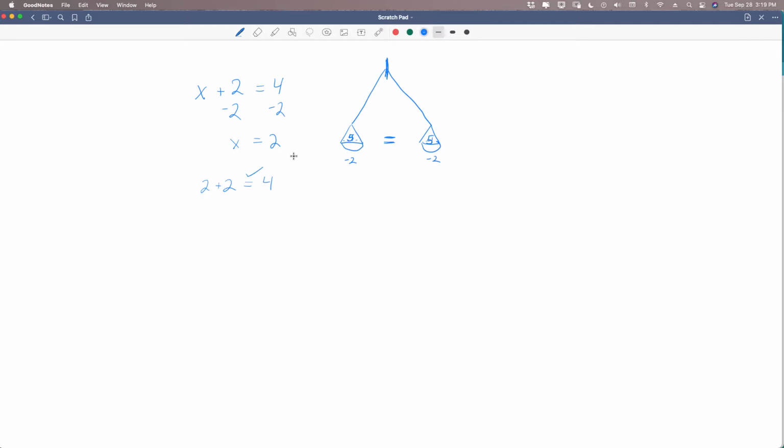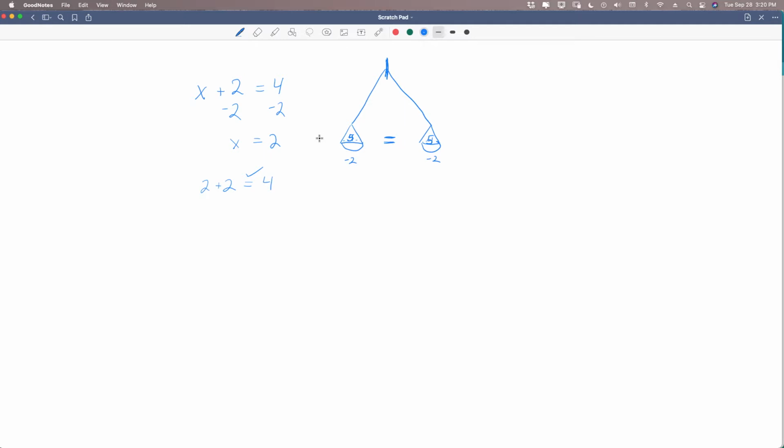If we don't maintain that balance, then these two things are no longer equal. So we have to remember the concept of the scales being in balance, and whatever you do to one side, you have to do to the other side in order to get the right solution and to maintain the equilibrium of the equation. All right, that was rule number 1. Rule number 1 is to balance the scales. Always balance the scales. Do the same thing to each side.